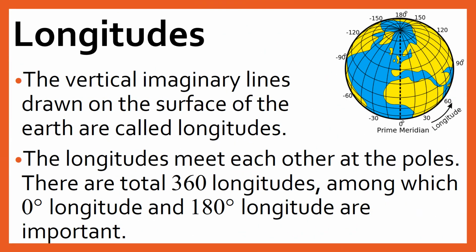Students, let's understand longitudes. The vertical imaginary lines drawn on the surface of the earth are called longitudes. The longitudes meet each other at the poles, North Pole and South Pole. There are total 360 longitudes, among which 0 degree longitude and 180 degree longitude are important.